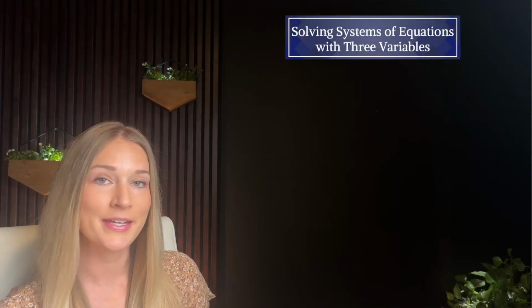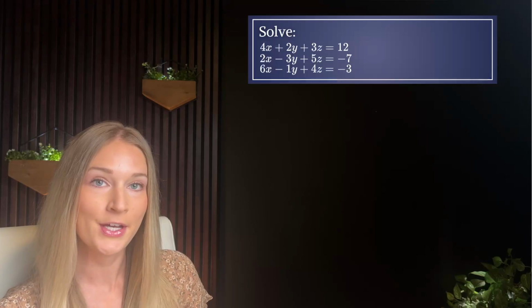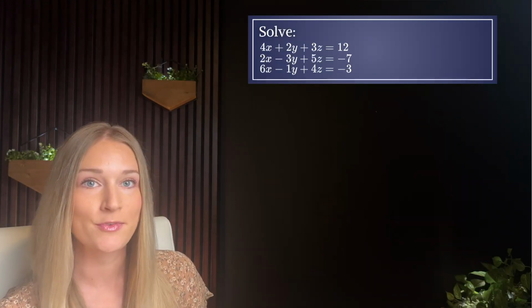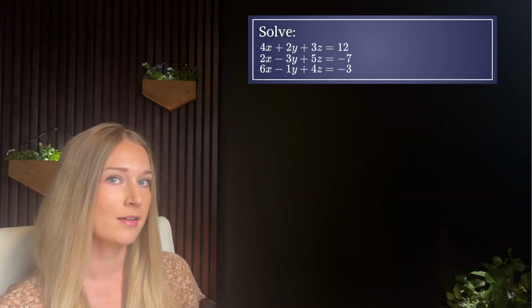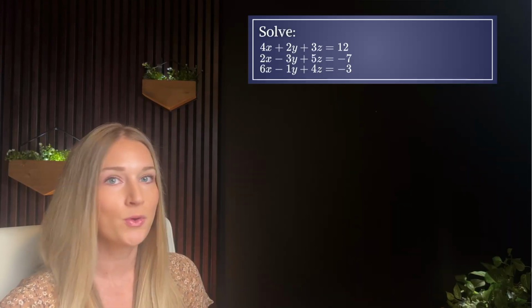Let's talk about solving a system of equations with 3 variables. I'll take us through this example. What we're going to do is transform this into a system of equations that has 2 variables. We know how to solve those. We've got substitution and elimination. So once I get down to 2 equations with 2 variables, we'll be home free.